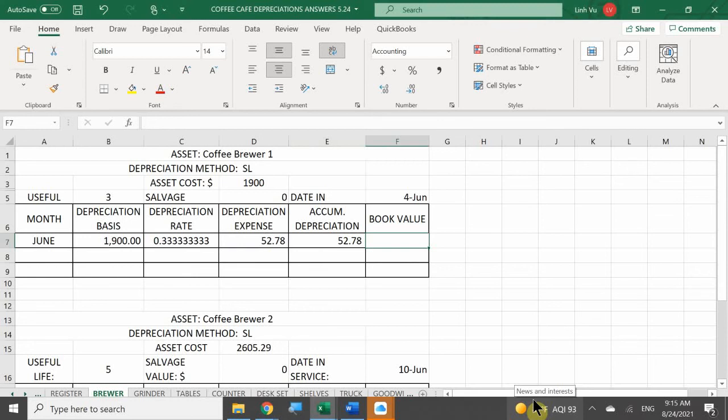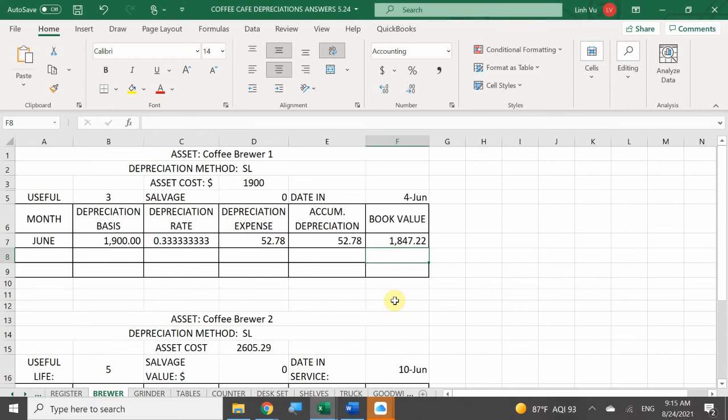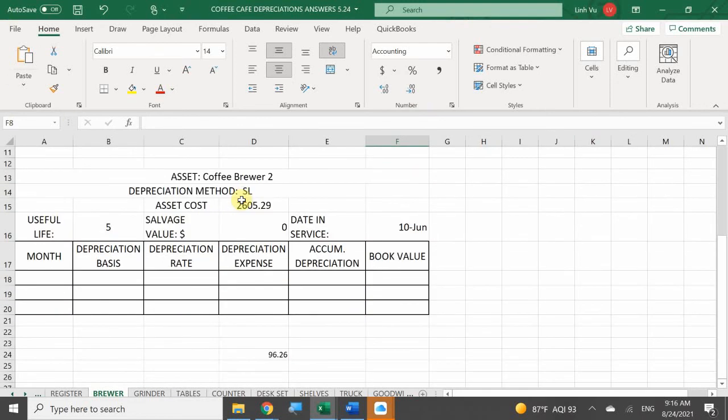All right. So 1900 minus the depreciation expense. In this case, you don't really need to have the book value portion done. I only have it there for practice purposes only, just because we're only dealing with depreciation for this 1 month. So we're not going to look at it again. Okay. So there we have it, 1817. Okay, so that was just for coffee brewer number 1. So now we must solve for coffee brewer number 2. Okay, for the month of June and the month of June only.